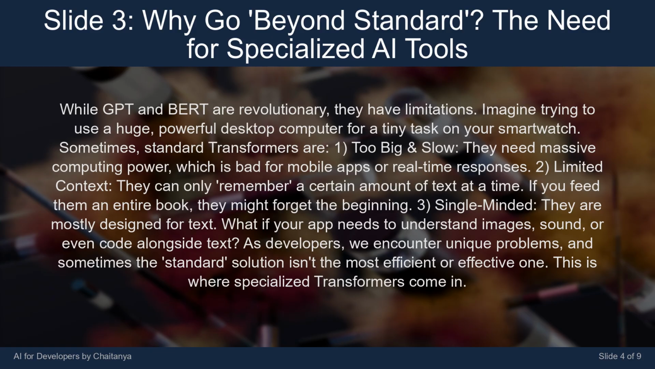3. Single-minded. They are mostly designed for text. What if your app needs to understand images, sound, or even code alongside text? As developers, we encounter unique problems, and sometimes the standard solution isn't the most efficient or effective one. This is where specialized transformers come in.